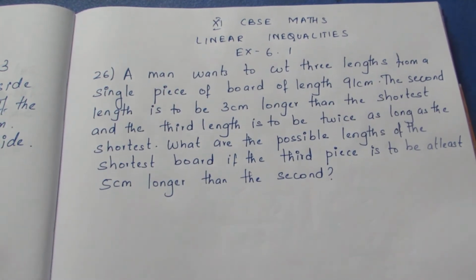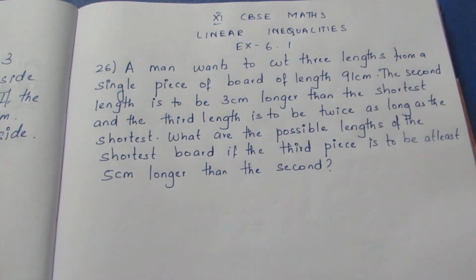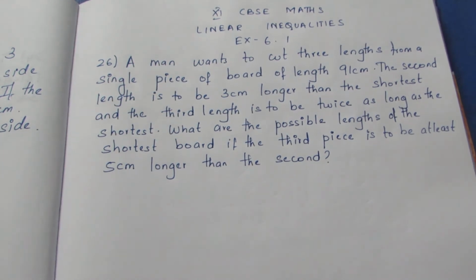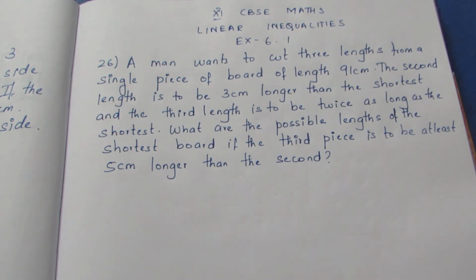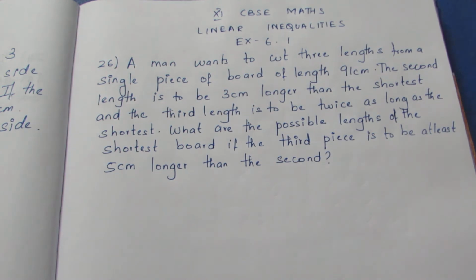Today we are going to see 11 CBSE Maths Linear Inequalities exercise 6.1 question number 26. Let's see the question. A man wants to cut 3 lengths from a single piece of a board of length 91 centimeter. The second length is to be 3 centimeter longer than the shortest.